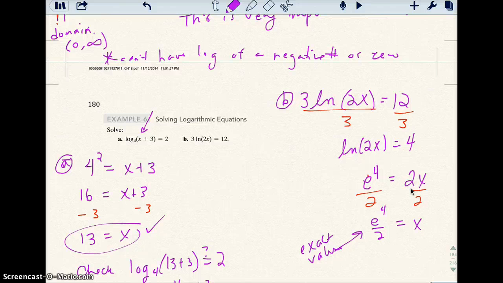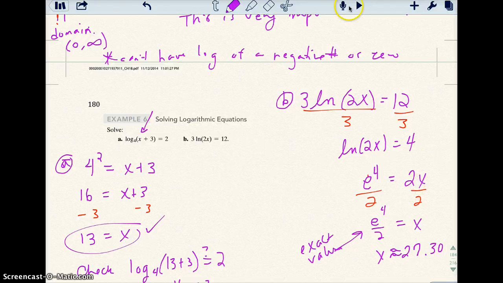Okay, and then the approximate answer is going to be, when I divide that out, I get e to the 4th power. I'm going to divide that by 2, and I get approximately 27.30.